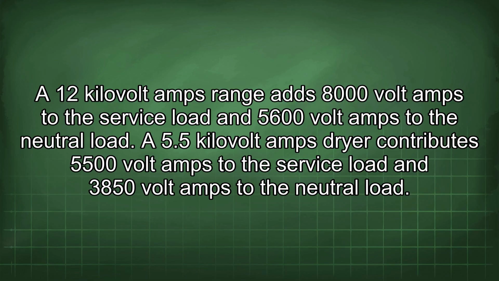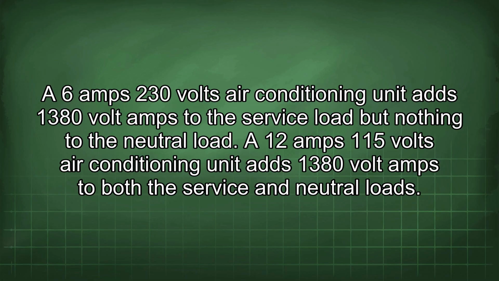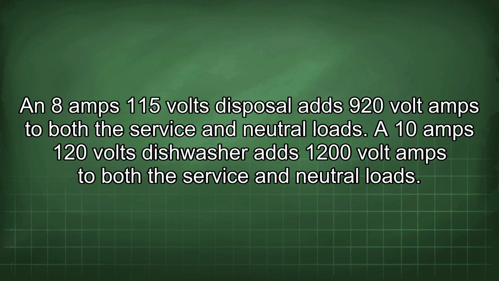A 6 amps 230 volts air conditioning unit adds 1380 volt amps to the service load but nothing to the neutral load. A 12 amps 115 volts air conditioning unit adds 1380 volt amps to both the service and neutral loads. An 8 amps 115 volts disposal adds 920 volt amps to both the service and neutral loads. A 10 amps 120 volts dishwasher adds 1200 volt amps to both the service and neutral loads.